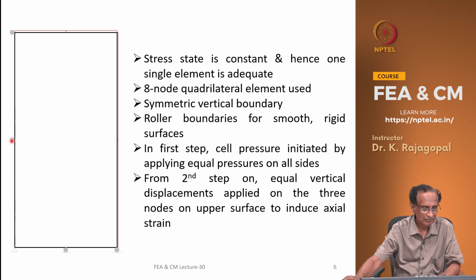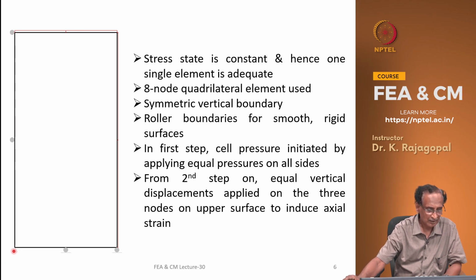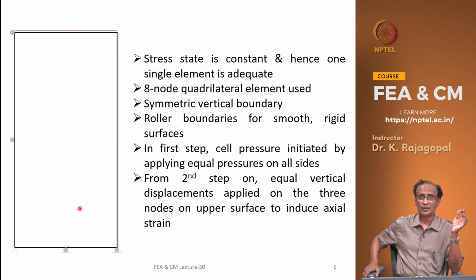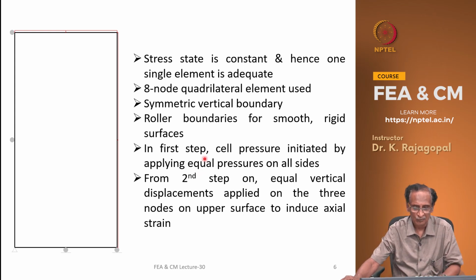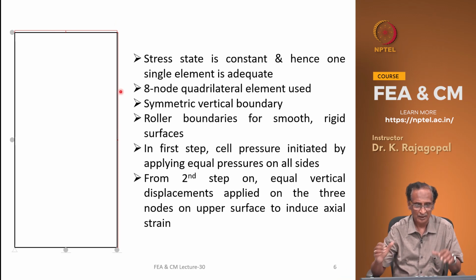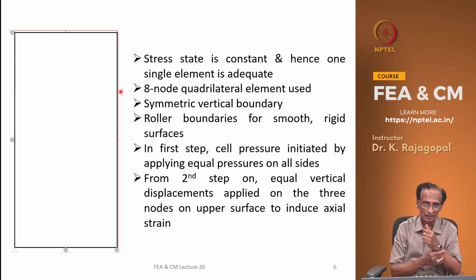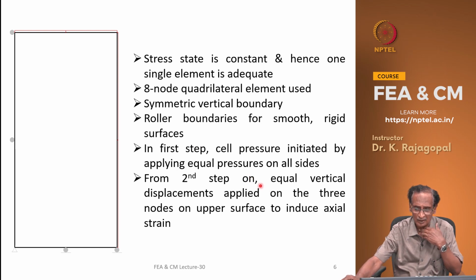Okay. And you see the symmetry boundary conditions on this vertical surface at half the diameter, and this is the roller, and this point is common for both vertical and horizontal, and the horizontal surface is also supported on roller. Okay. And so, the roller boundary conditions are very common in geotechnical engineering wherever you have a smooth rigid surface. Okay. And in the first step we apply cell pressure by applying equal pressure in both the horizontal surface and vertical surface. We apply the same pressure and initiate our cell pressure, and then do the calculations. See, from second step onwards we apply equal vertical displacement at all the nodes on the horizontal surface, to induce the axial strain.